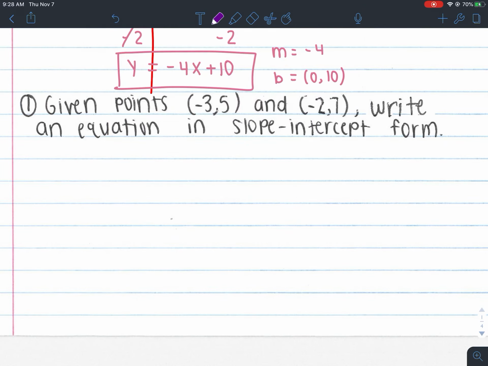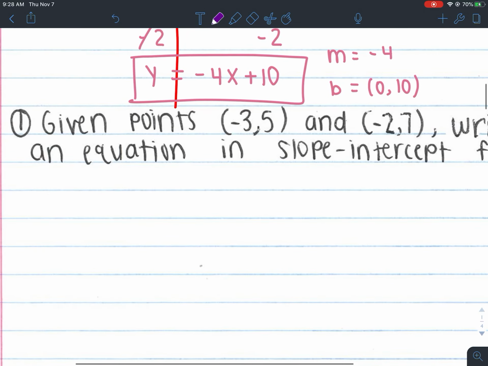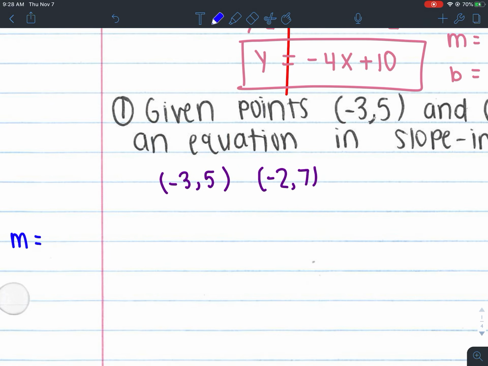Well, for slope-intercept form, I need a slope and a y-intercept. I'm not given a slope or a y-intercept, but I know how to find slope if I have 2 points. Since I have the 2 points here, let's go ahead and find the slope. And we're going to use our slope formula for that.